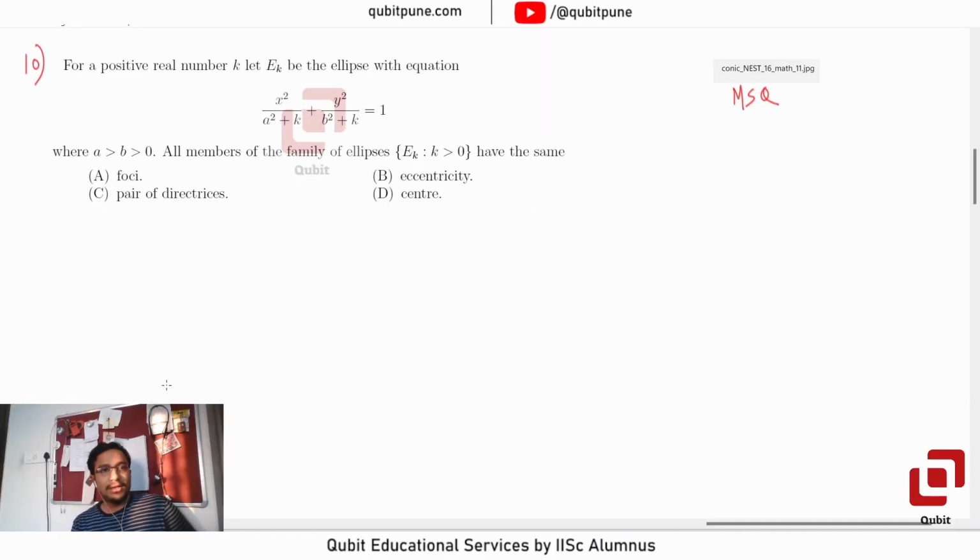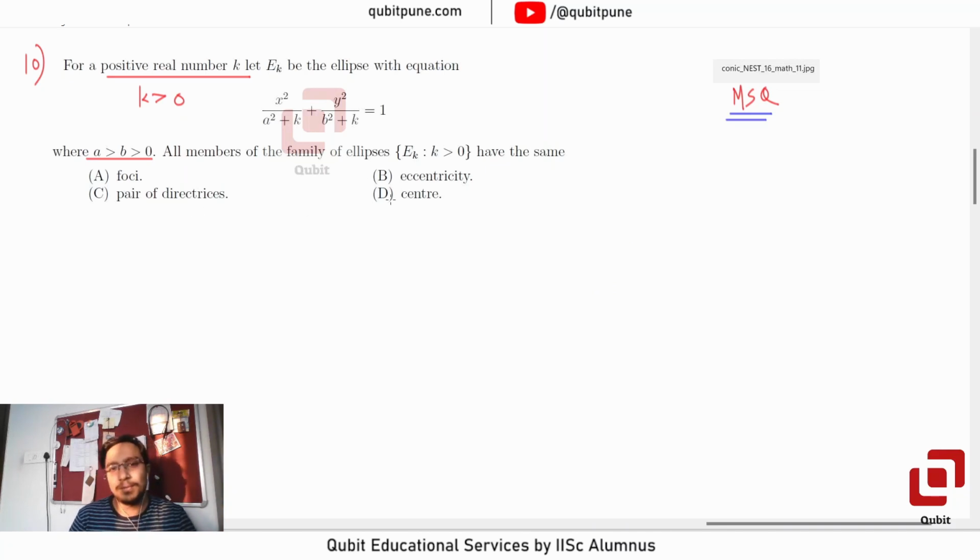For a positive real number k, let E_k be the ellipse with the equation x squared upon a squared plus k plus y squared upon b squared plus k equals 1, where a is greater than b and both are positive, so obviously it is going to be a horizontal ellipse. All members of the family of ellipses E_k, k greater than 0, have the same foci, eccentricity, pair of directrices and center.